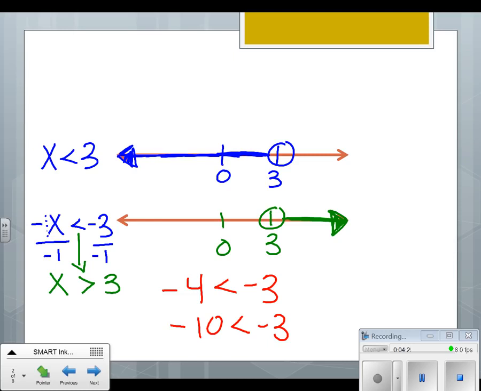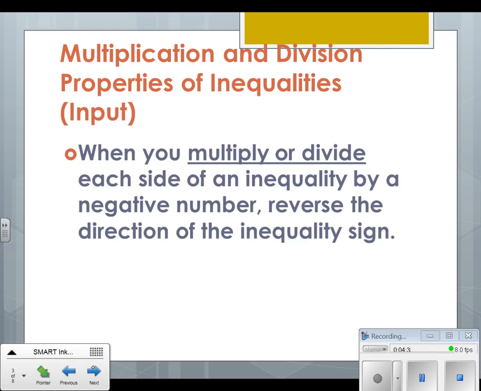And the same is true for multiplication, the opposite of division. If you multiply both sides by a negative, you have to reverse the sign also. And so that's the property I want you guys to write down. Multiplication and division properties of inequalities. When you multiply or divide each side of an inequality by a negative number, you reverse the direction of the inequality sign.